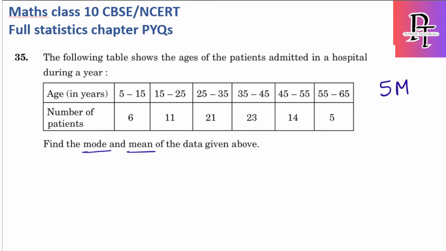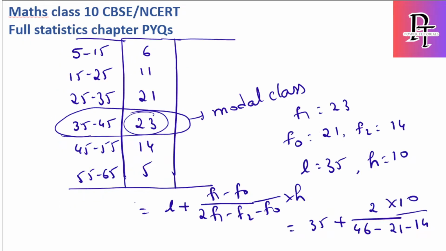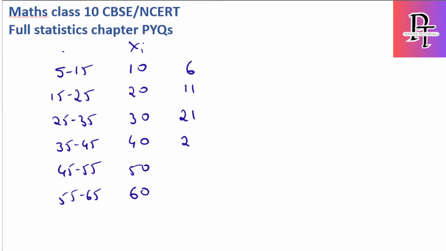Then you have frequency 6, 11, 21, 23, 14 and 5. These are what? Fi values. Okay, so it is tens and so on.